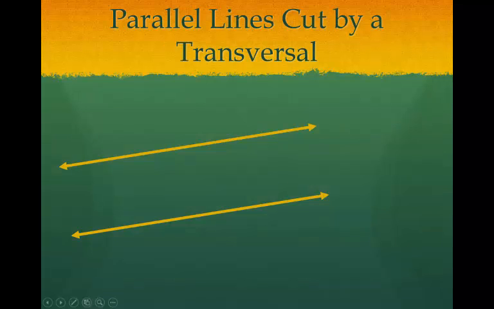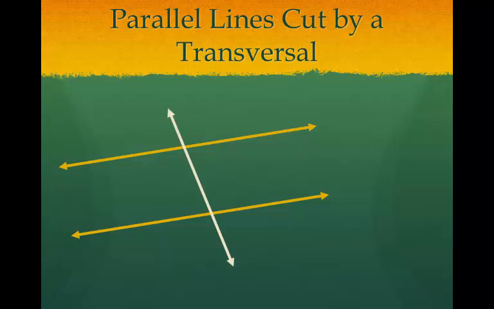Let's start with some definitions. You might already know this, but parallel lines are two or more lines that never intersect or touch, like the ones we show here. We can intersect these parallel lines with another line, which we would call a transversal, like the line shown in white. Transversals can only intersect each parallel line once, meaning that the line must be straight. So a transversal is a line that intersects two or more other lines, and it must be a straight line.